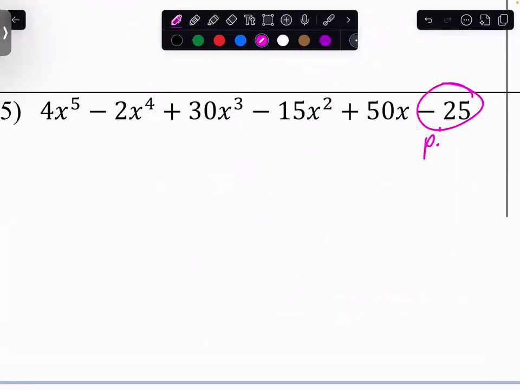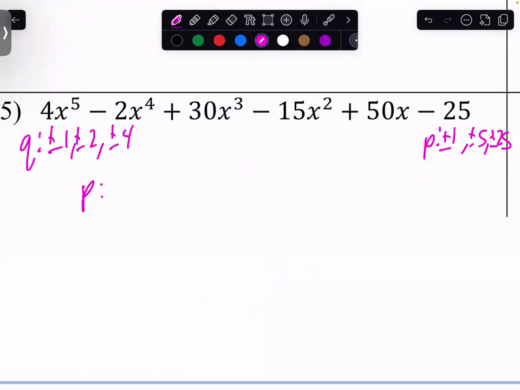Factors of P come from the constant, so 1, 5, and 25. Q would be factors of the leading coefficient. The greatest degree is 5, so 4 is the leading coefficient. So Q could be plus or minus 1, plus or minus 2, plus or minus 4. So P over Q looks like this.